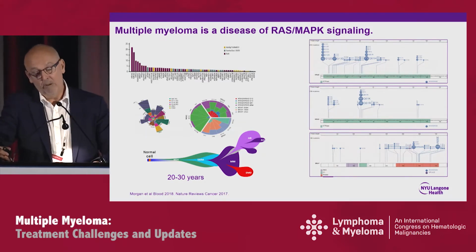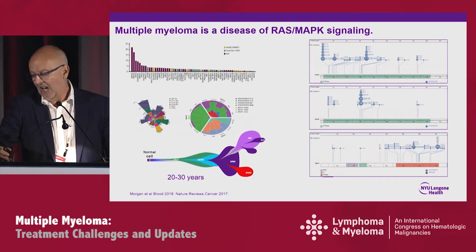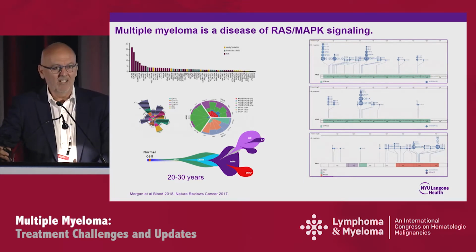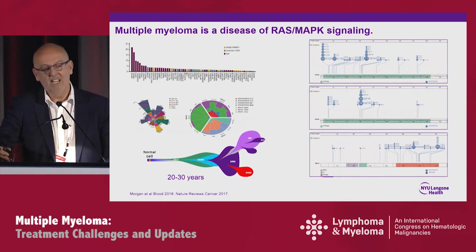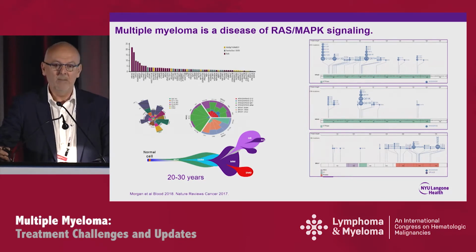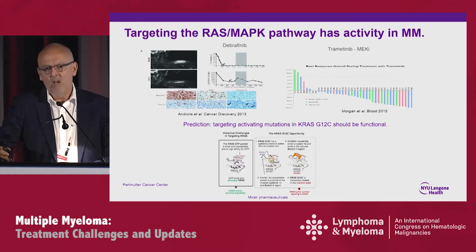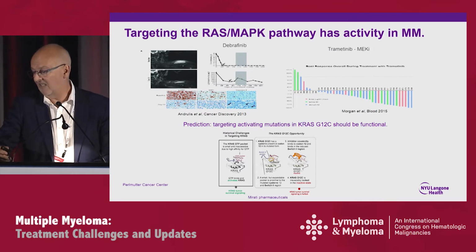And just for completion on that slide, to say, myeloma didn't start last week. If you generate signatures, it looks as if myeloma has been cooking in the body for maybe up to 20 years. And so, can we target the RAS-MAP kinase pathway in myeloma? And I think the answer to that is yes.